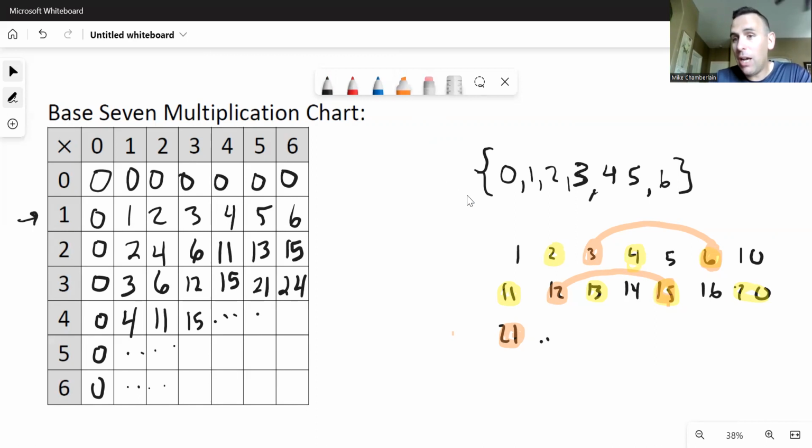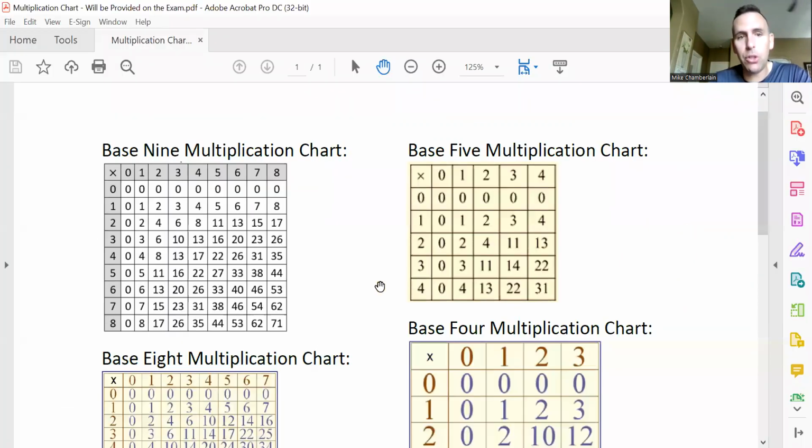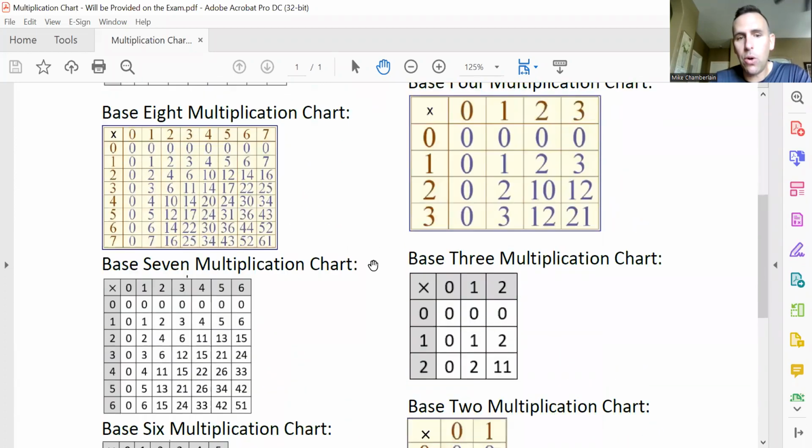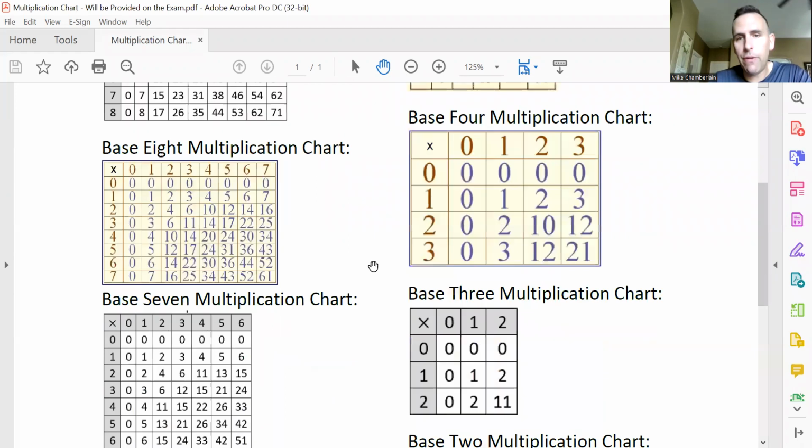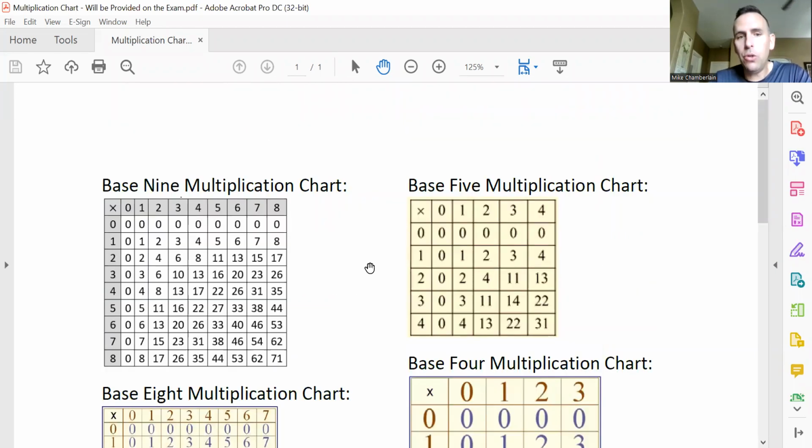I'm going to save you time. I'm going to provide a resource for you, which you can use on all of the future work. So let me show you that right now. I have a multiplication chart here I'm showing you already filled out for bases 2 through 9. All right, so all of the facts are here, kind of the facts we were working on. You'll use these as you move to the standard algorithm.